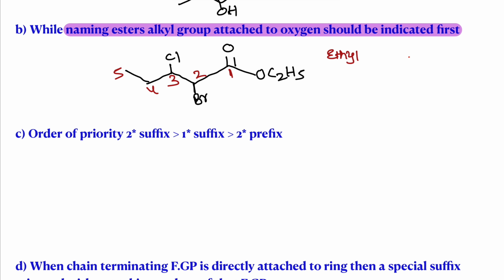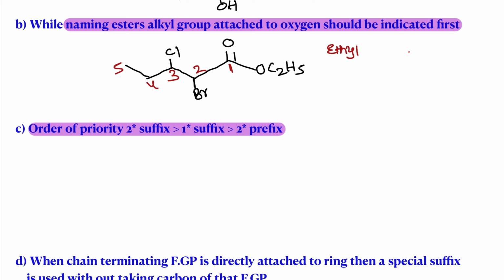And another important point, that is order of priority. You see secondary suffix greater than primary suffix greater than secondary prefix. So what is the significance of this? For example, I am taking a cyclic compound, here OH, here I am taking a double bond and here I am taking some bromine.